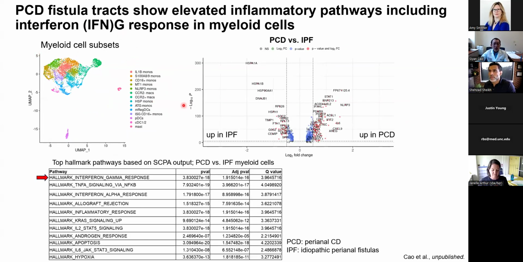And in the myeloid cell population, the sub-clustering identified some detailed cell populations, and here you can see upregulation of some pathogenic or pro-inflammatory genes such as STAT1, IFIT2, and NLRP3. And we performed functional analysis, and on top of that, it's upregulation of interferon gamma responses in the PCD fistula as compared to the IPF. And other pathogenic pathways, including TNF-alpha, interferon alpha, and IL-6, JAK, and STAT3.